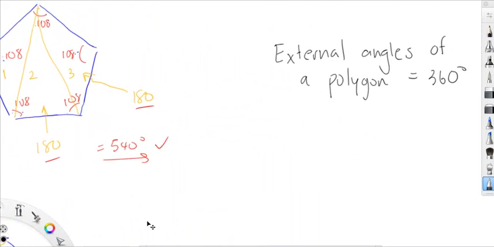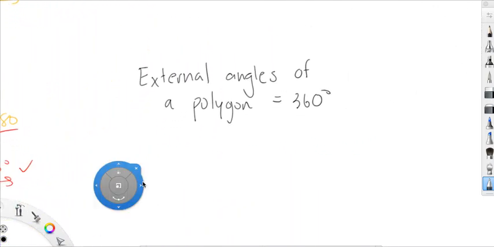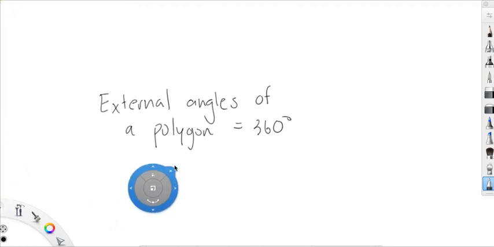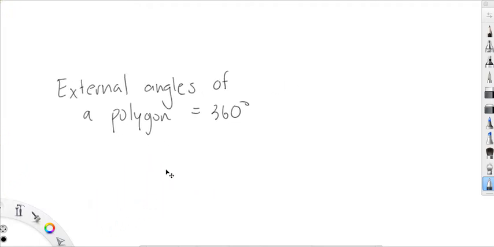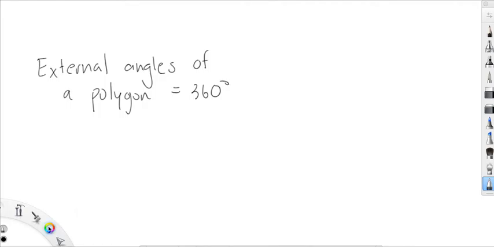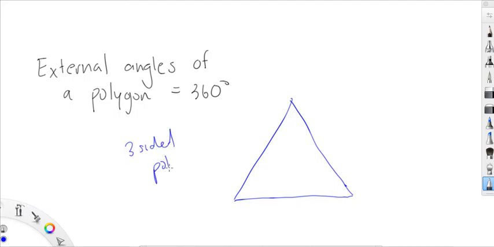Now, the second rule for angles in a polygon is actually the external angles of a polygon. So if we take, for instance, a triangle, apparently all the external angles equal 360. So this is a 3-sided polygon. And all the external angles apparently add up to 360. Let's prove it.